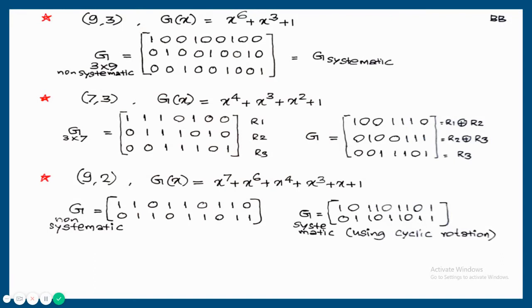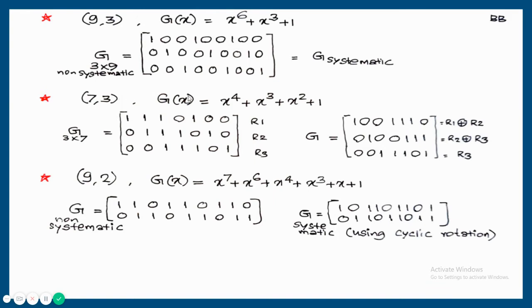9,3 generator polynomial is x raised to 6 plus x cube plus 1. Here I calculate the non-systematic result, but when you calculate the non-systematic result here, the result we are going to get is only systematic. So there is no difference between non-systematic and systematic. The result is always systematic here: first the 3 by 3 identity matrix and the remaining part will be P. Here also the same procedure.